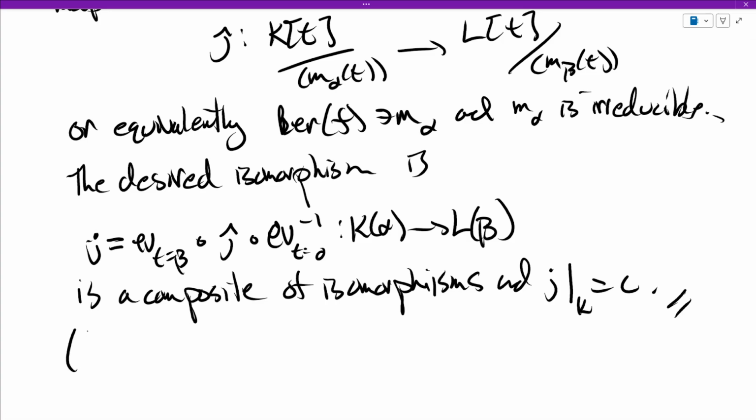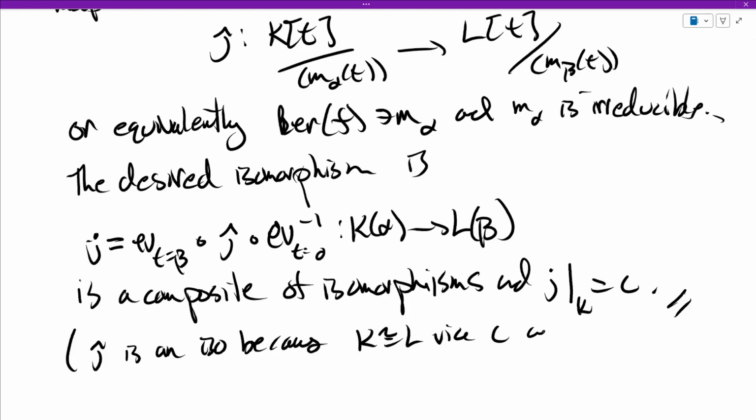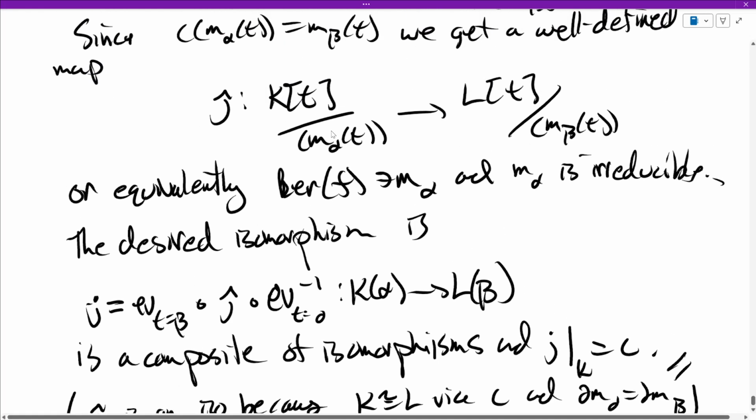Sorry, the proof in the books leaves a lot to be desired, so I wanted to be really specific. So j hat is an isomorphism because k is isomorphic to L via iota, and the degree of m alpha equals the degree of m beta. In other words, I'll give you two reasons why it's an isomorphism. The coefficients are isomorphic, so you're not getting more coefficients, and they have the same degree. So they both have a basis of powers of these alphas and betas up to n minus 1.